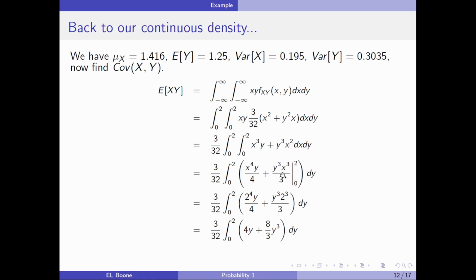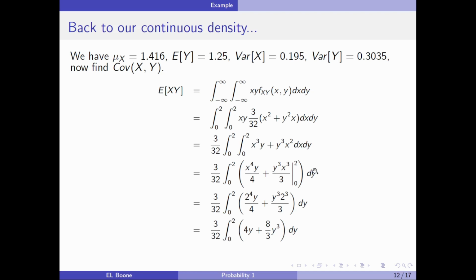Then I'm going to do the integration with respect to x. This is what it comes out to: x to the fourth y over 4, y cubed x cubed divided by 3, evaluated at 0 and 2. When you come down here, I've just shown you plugging in the 2. The 0 doesn't matter because it's going to go away. We end up with 4y plus 8/3 y cubed, integrated from 0 to 2 dy with 3/32 out front.